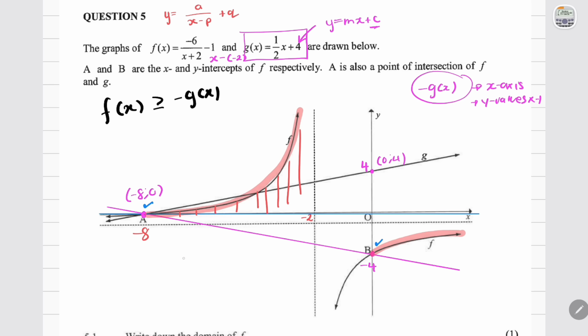So this would be where x is greater than or equal to negative 8, because there's a point of intersection here, but less than negative 2. You can't say equal to negative 2. There's an asymptote here. The graph of f doesn't even have a y value at that x value. So we're done with that side.